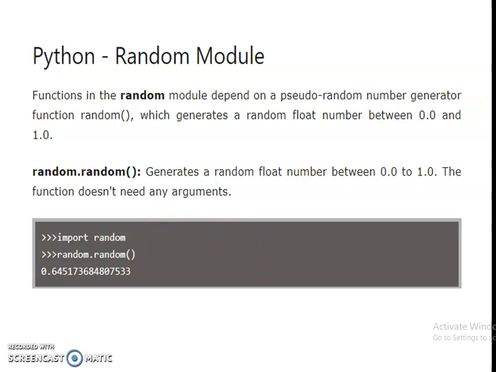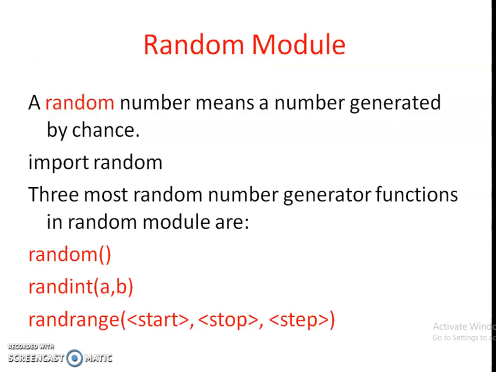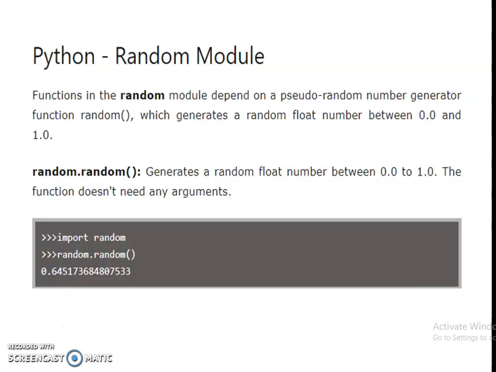Okay, it generates a random float number between 0.0 to 1.0. We already told. Okay, that means this function doesn't need any argument. So here we have one example, import random, then random dot random. Okay, so when you use this random dot random, it will give a value in between 0.0 to 1.0. That's why we get this value. Clear? This is our first function, random.